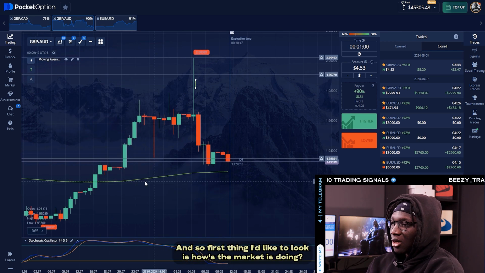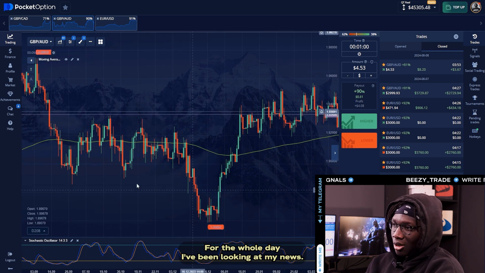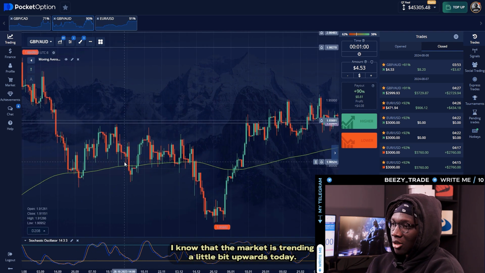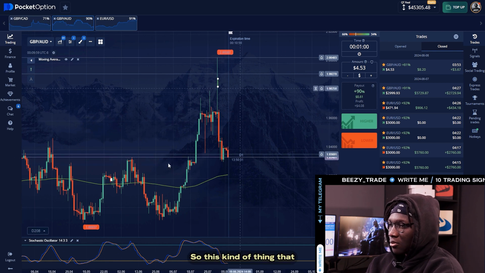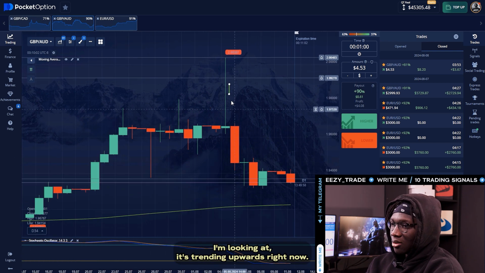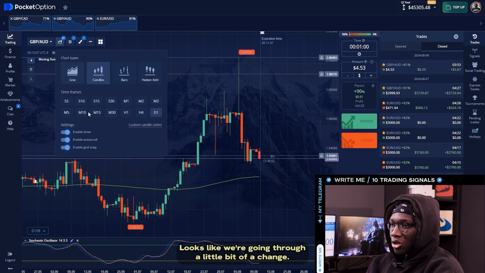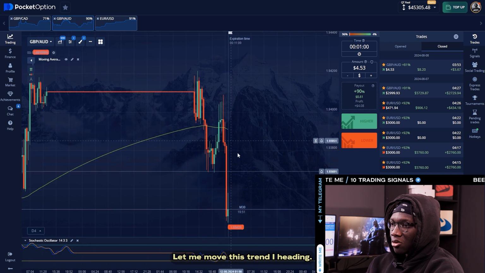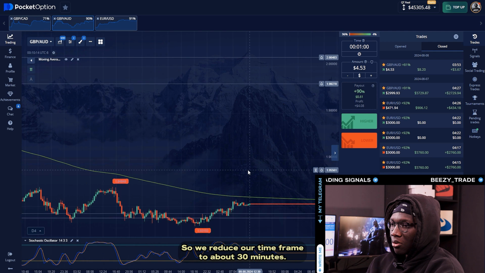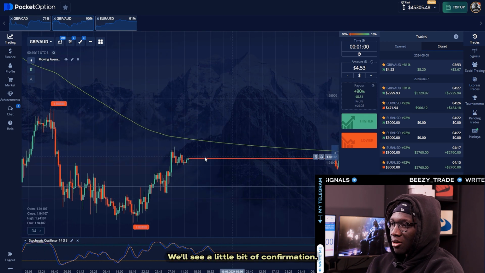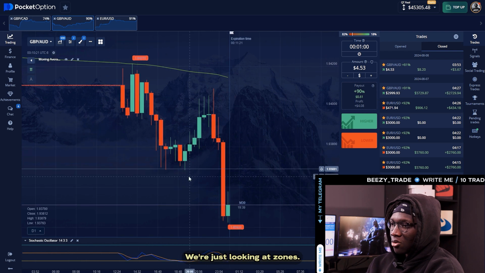First thing I like to look at is how the market is doing for the whole day. I've been looking at my news. I know that the market is trending a little bit upwards today, just at the beginning. So this is what I'm looking at, it's trending upwards. But right now it looks like we're going through a little bit of a change. Let me move this trend I had in. Alright, so we'll reduce our time frame to about 30 minutes. We'll see a little bit of confirmation, seeing that the market has been dipping downwards. We're just looking at zones.